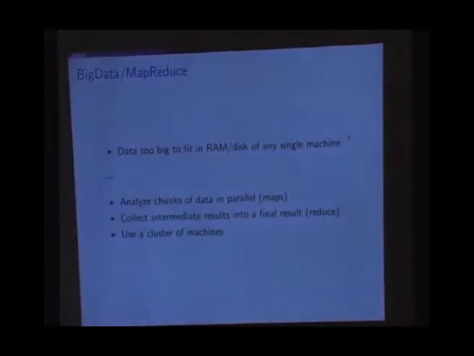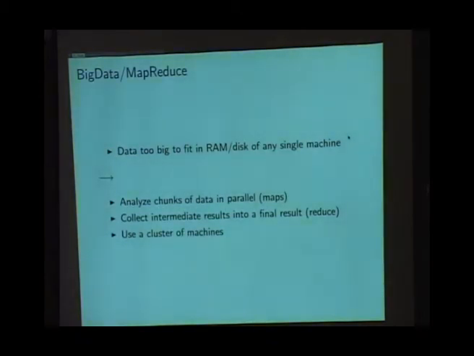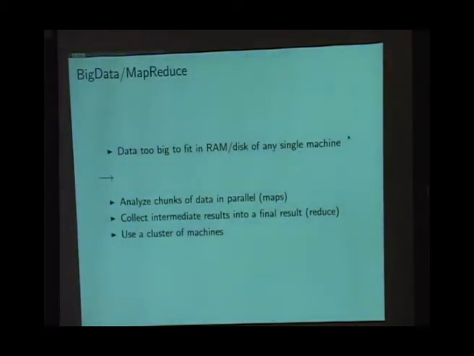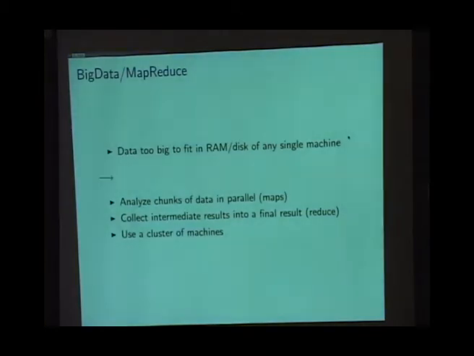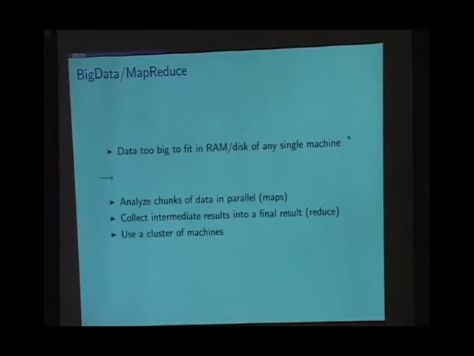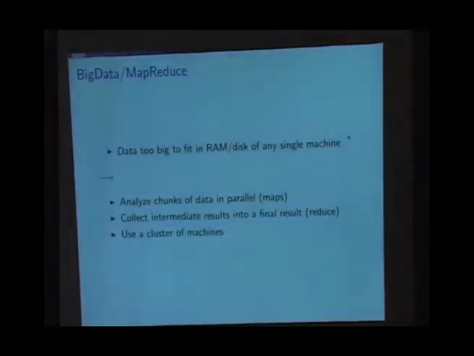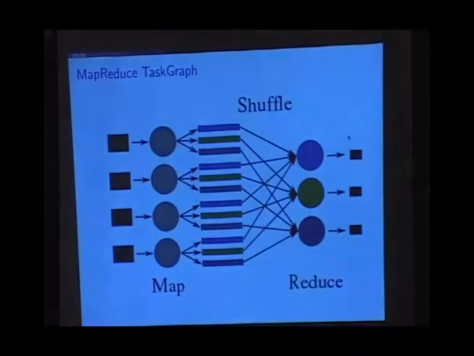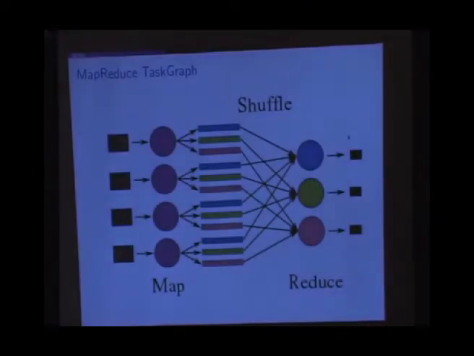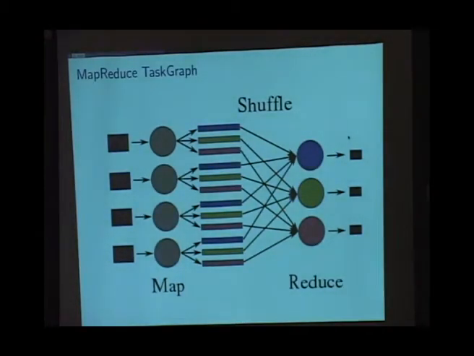And the simplest way of doing that was what Google came up with almost a decade ago now. You have chunks of data distributed in a cluster. You analyze pieces of data in parallel. You call that the map phase. You get the intermediate data together in one place, and you compute the final result in a step called reduce. And you use a cluster of machines to do that. This is what it looks like. You have parallel maps that analyze pieces of data, and then you have reduces that generate the final output.